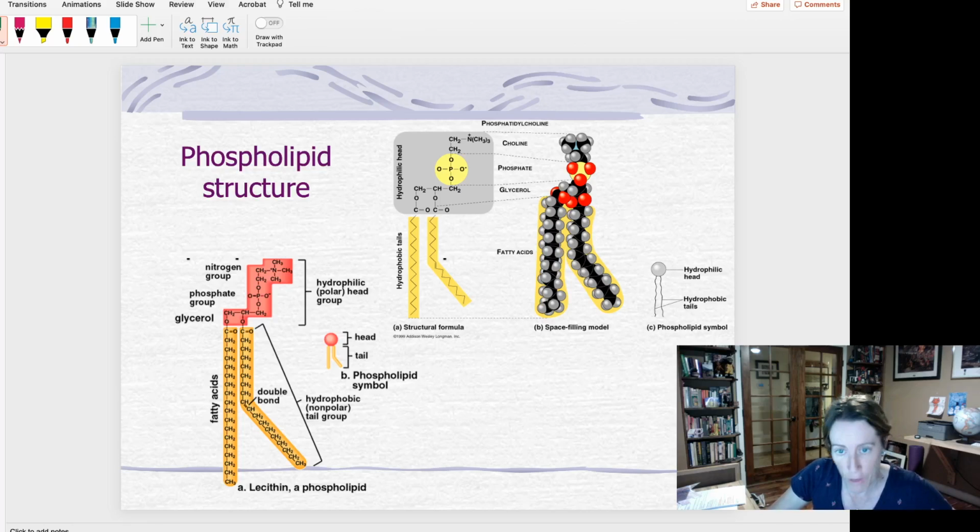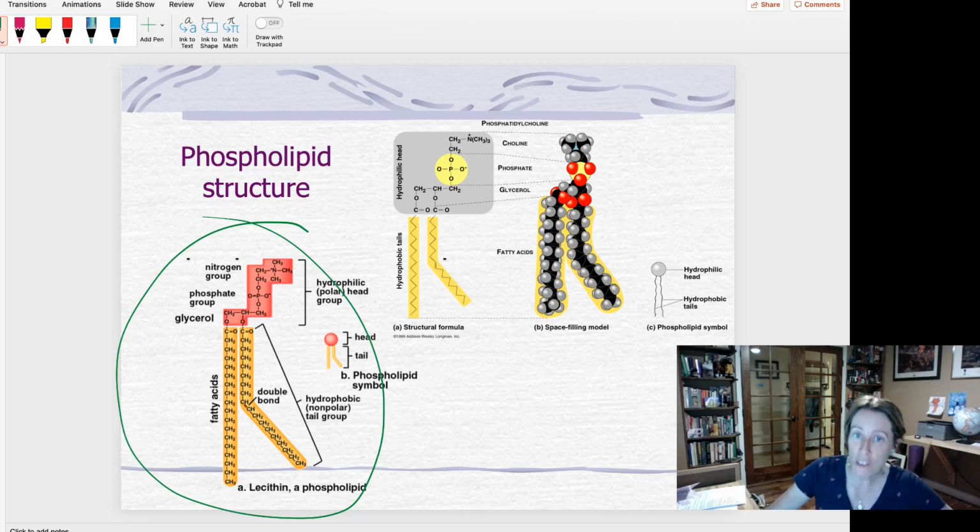So what does a phospholipid look like? Well, there are 1, 2, 3, 4, 5 different diagrams on this one slide of a phospholipid, just showing it in different ways. So I'm going to start with this diagram here. All right, so a phospholipid starts off almost like a triglyceride. So here is our glycerol backbone. So 3 carbons, 1, 2, 3 in a chain.